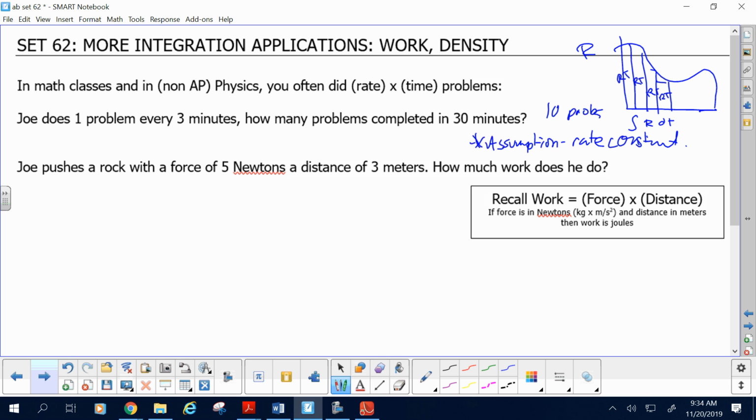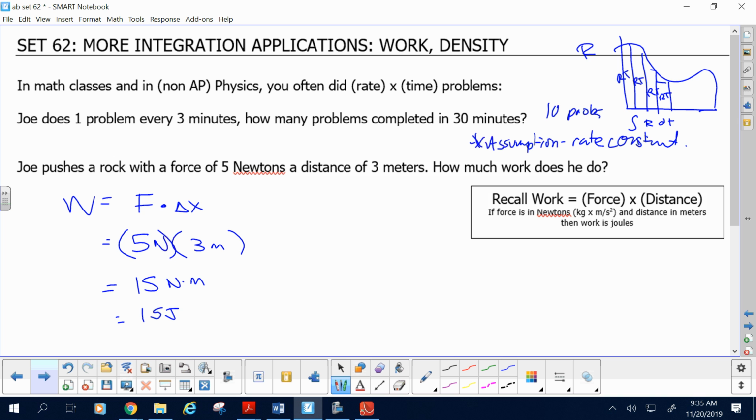Joe pushes a rock with a force of 5 newtons, a distance of 3 meters. How much work does he do? How do you find work? Force times displacement, yeah? In this case, what's the constant force you're applying? 5 newtons. And what's the distance or the displacement we are traveling? 3 meters. What is a newton meter? Joule. 15 joules. Work is joules.